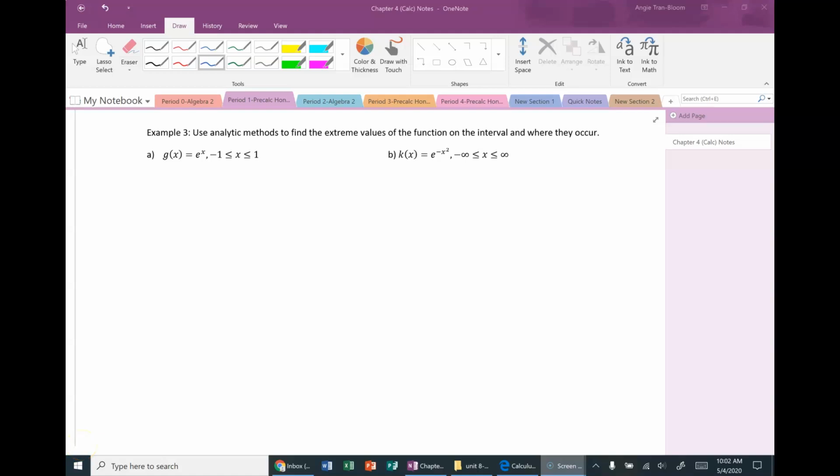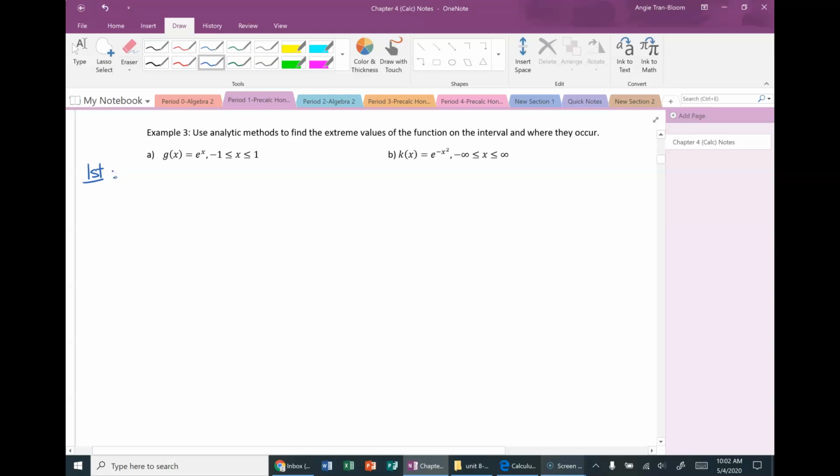Hey guys, all right, so this is example 3 for 4.1. Use analytic methods to find the extreme values of the function on the interval and where they occurred. Example A says g of x equals e to the x, and the interval is a closed interval between -1 and 1.